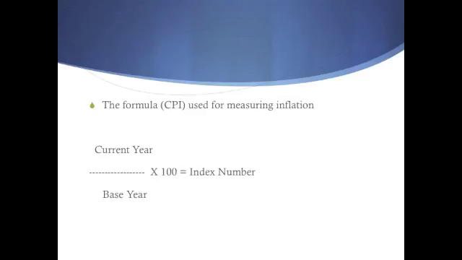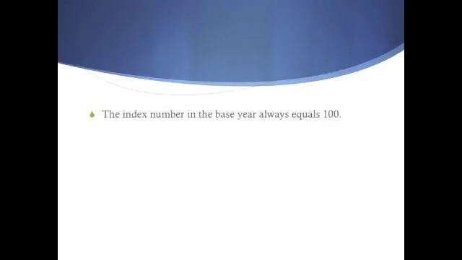The formula used to construct the Consumer Price Index is the current year divided by the base year times 100. The multiplication of 100 gives us a number in percentage that we can use to measure the difference in the cost of the baskets from year to year. One important thing to remember is that the index number in the base year is always equal to 100. This gives us a nice round number that we can always compare back to.